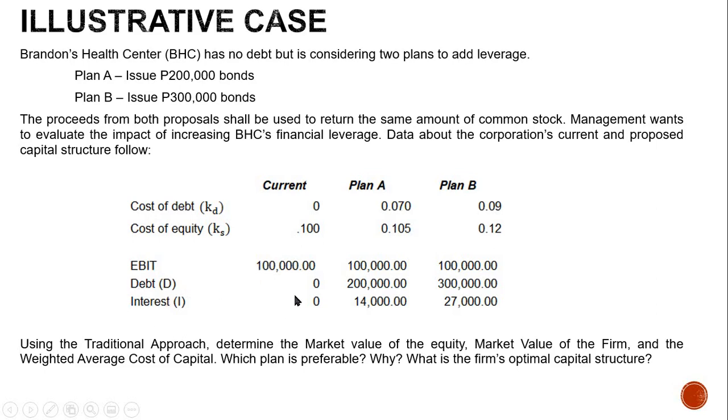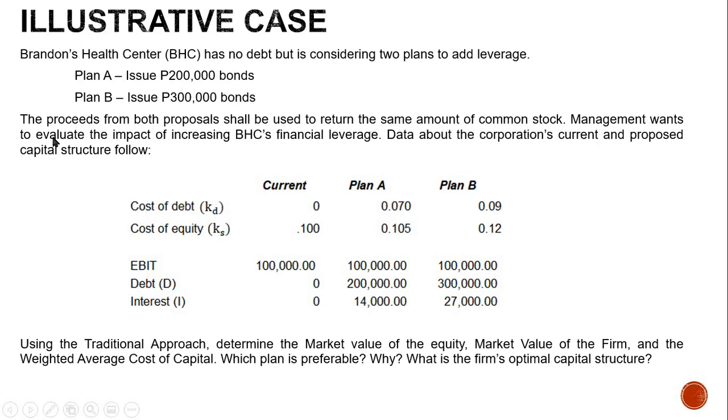Okay? Debt and interest, wala kasi nga zero yung debt. Yung current capital structure niya. So the only capital niya is through what? Through equity financing. And the cost of equity financing is 10%. Okay? Or 0.10 or 10%. Ayan. Now, meron siyang dalawang option. It's either to borrow money by issuing 200,000 peso bonds or to borrow money by issuing 300,000 peso bonds. Okay, so the proceeds from both proposals shall be used to retire the same amount of common stock.